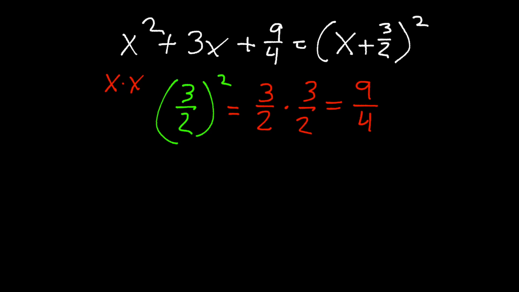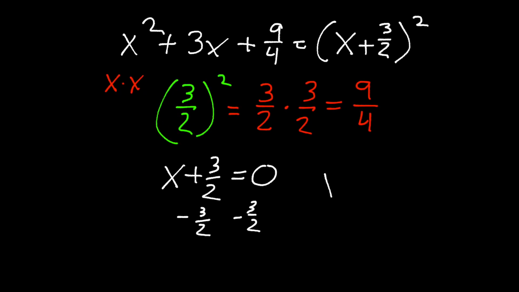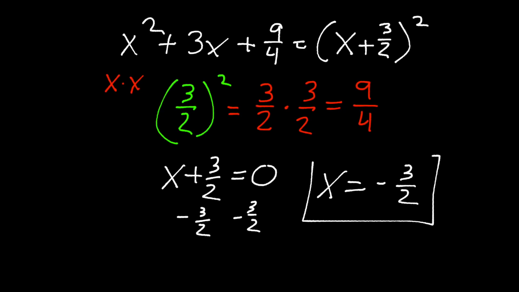There we go. Now you could be asked to solve from this point on. Solving is from a different video, but just as a quick little reminder, we would take x plus 3/2, set it equal to 0, and then get x alone. So we can subtract 3/2 from both sides, and we get x equals -3/2. And that would be the solution for this quadratic equation. But you don't have to worry about that unless it tells you to solve the quadratic equation. But there we go.